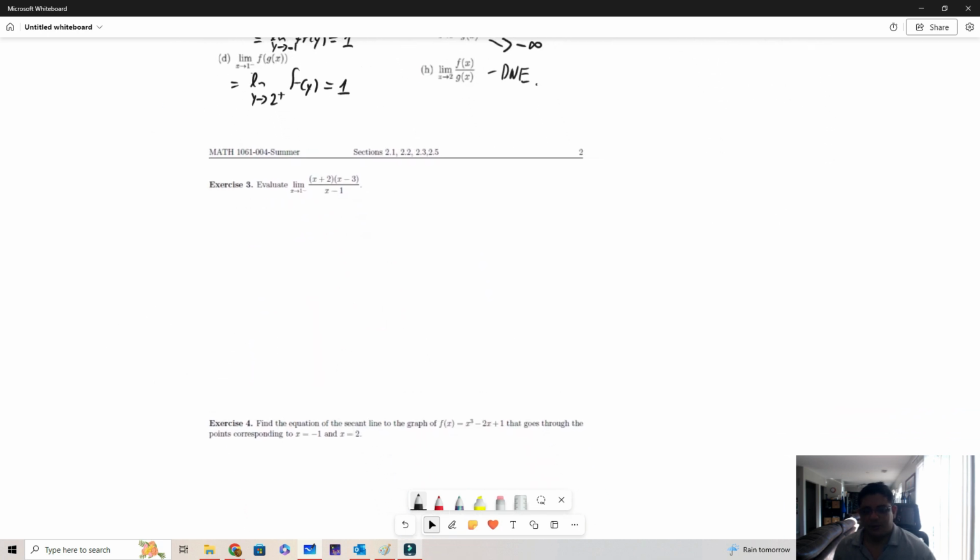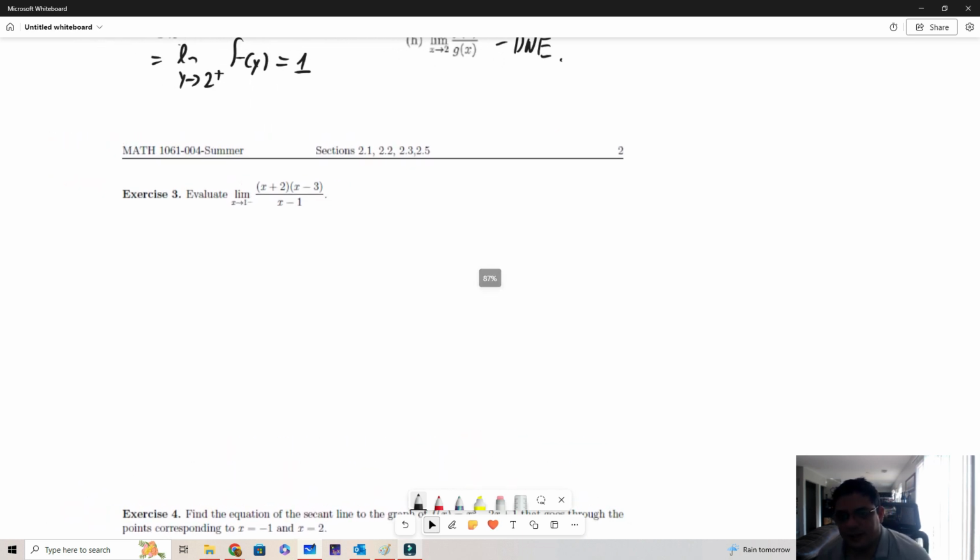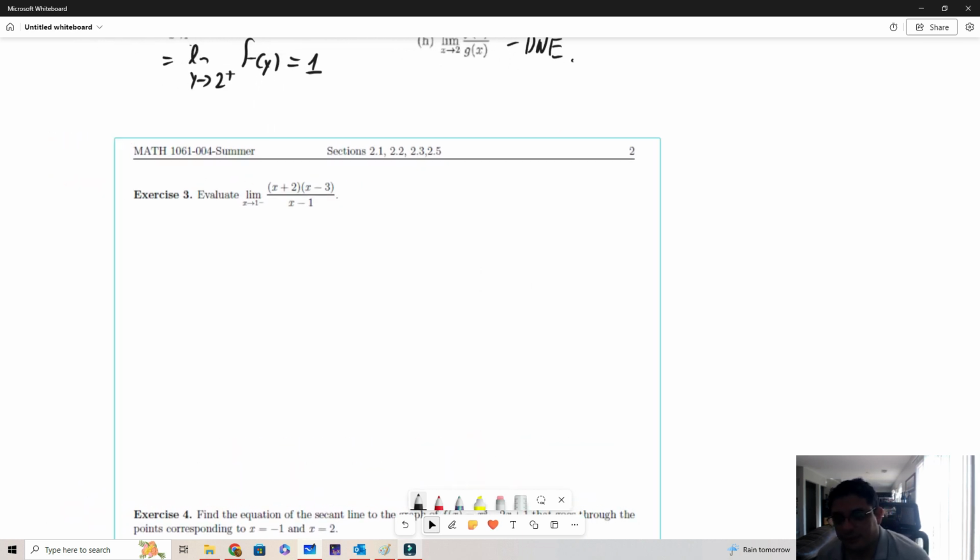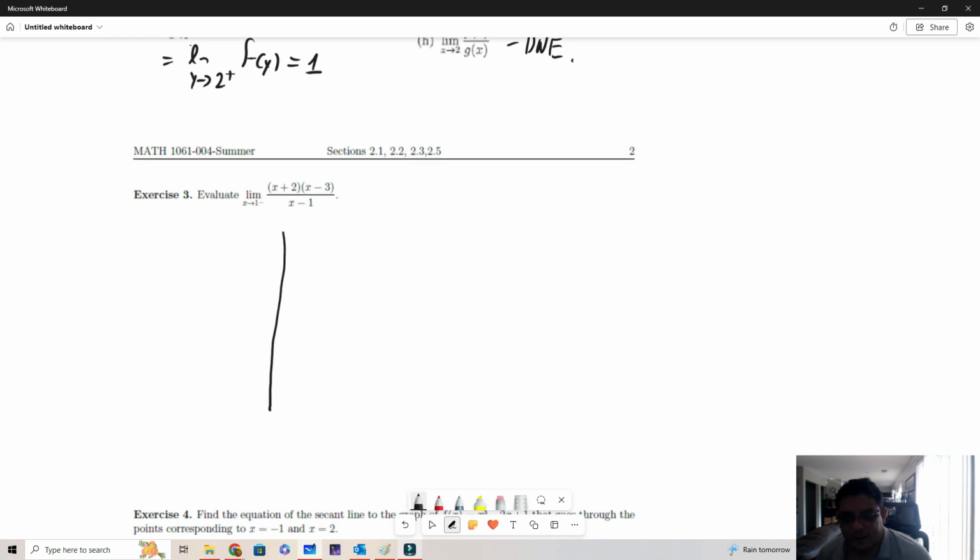Now, another limit that showcases that well is this limit here: the limit as x goes to 1 from the left side of (x plus 2) times (x minus 3) over (x minus 1). I know that if I'm approaching from one of the sides, this is just going to go towards a certain infinity. But I want to know what sign it is approaching. The best way to take this exercise is just to check with some values.